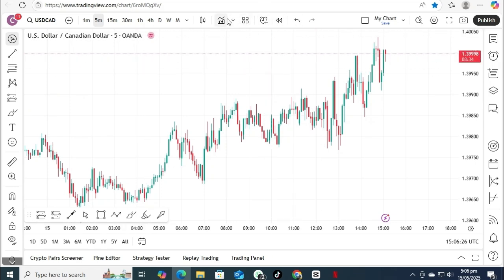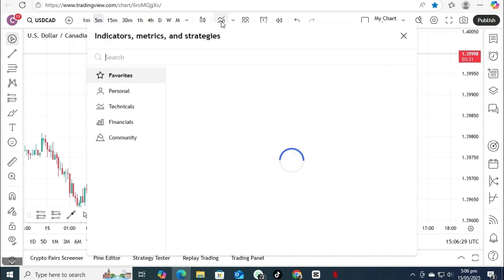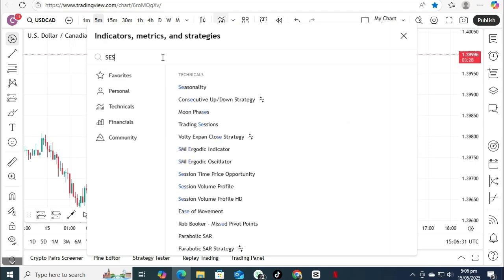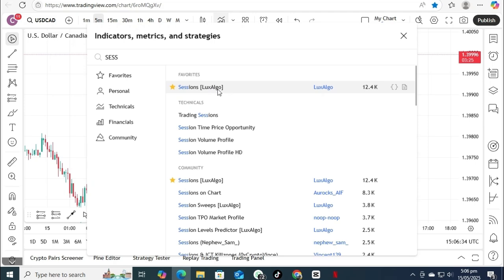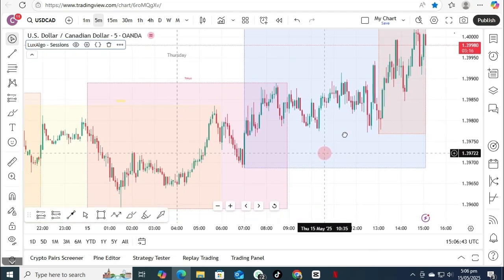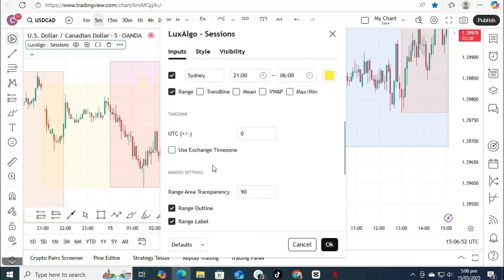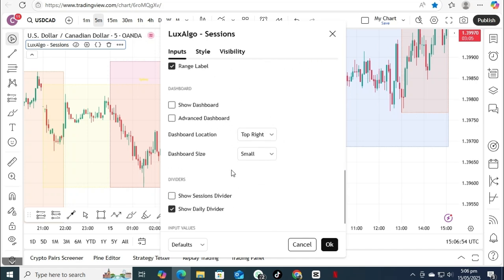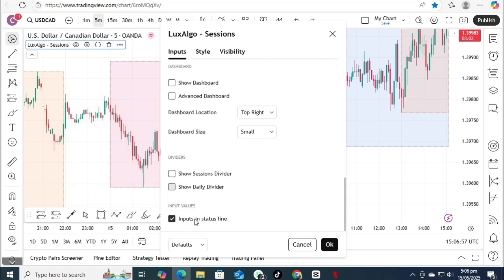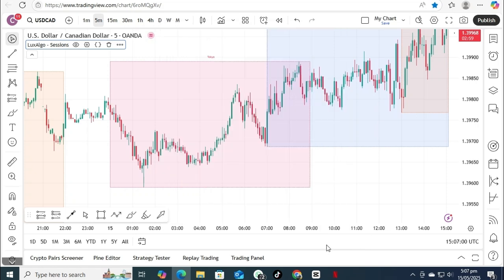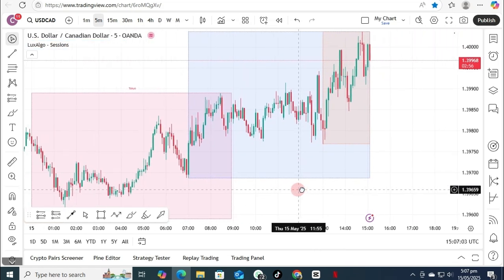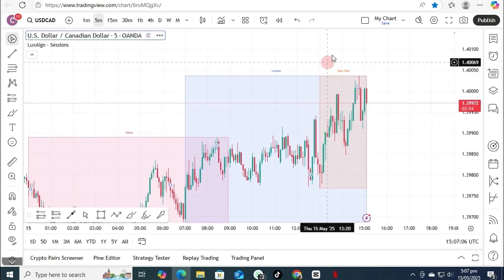Firstly, we're going to go to the indicators. Click on the indicators, and once you get there, search for sessions. Choose the one called Sessions Lux Algo. I've shown you this many times now. Once you click on it, go back to the chart and open the settings. Leave New York, London, and Tokyo, remove Sydney, and remove show daily divider and the inputs status line. Now we are only left with the Tokyo, London, and New York sessions.